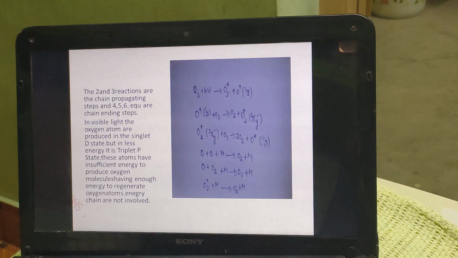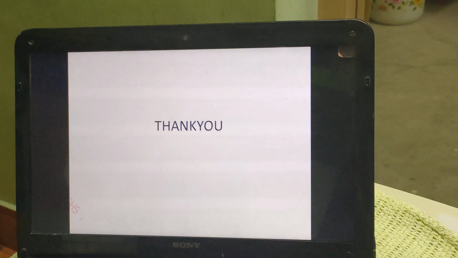This is the decomposition of ozone. This is a second order reaction. Thank you.